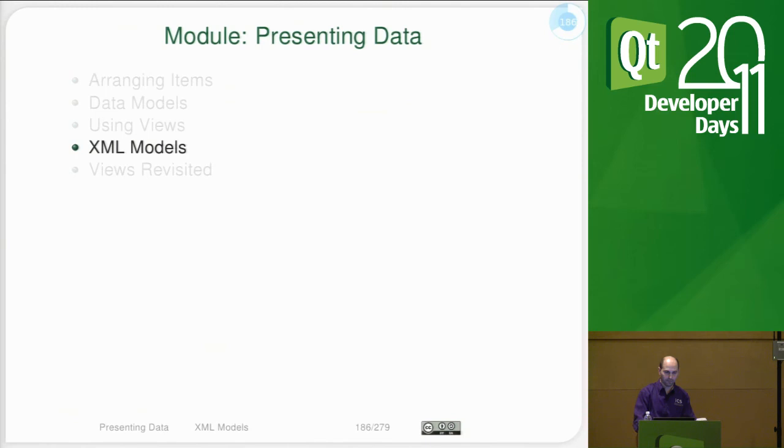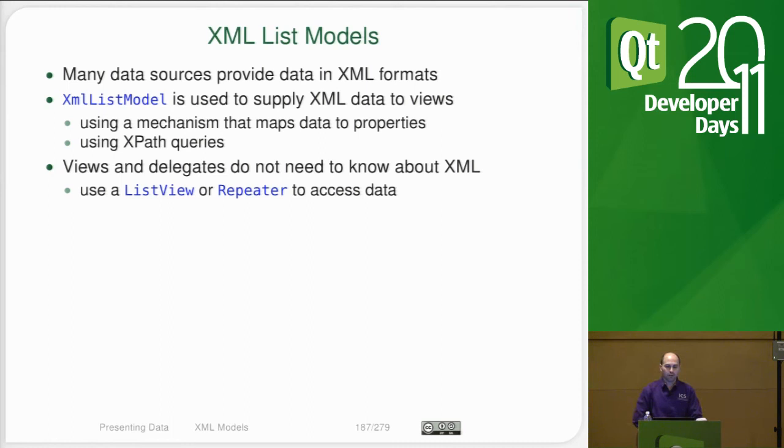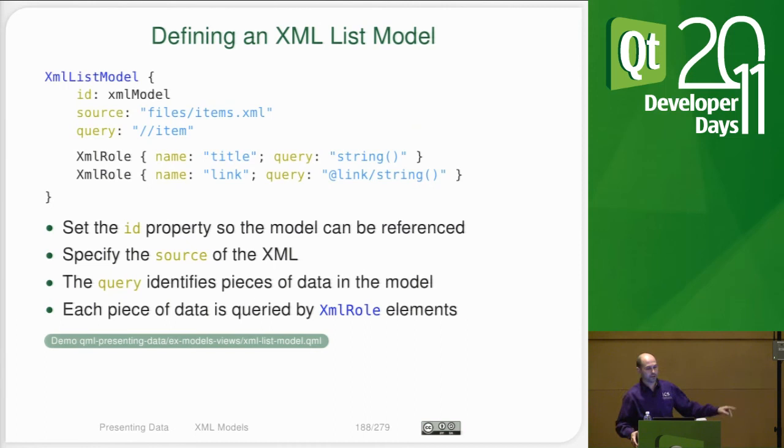So XML list model is basically a way to create a data model, a list data model, using XML data and XPath queries. So the idea is that you are going to get your source for your XML list model either from local files, from resources, or from http://, wherever you want to go. And you're going to get a hunk of XML. Then your query is going to be an XPath query. Here we are looking for all things that are items. And for each item that it finds, we're going to have an XML role called title, which is going to give us the string of the queried item.